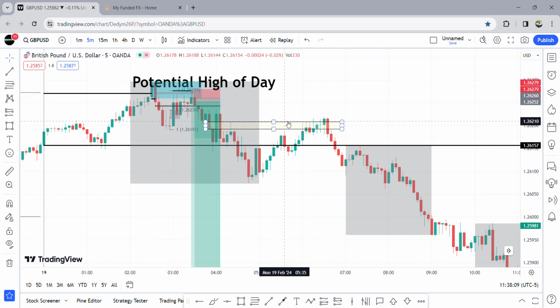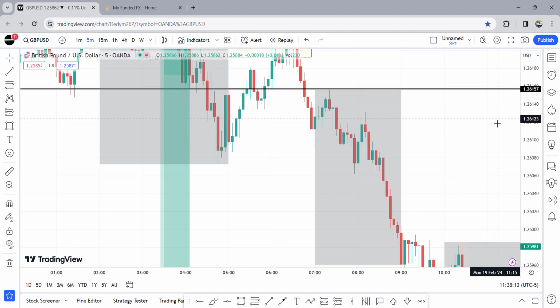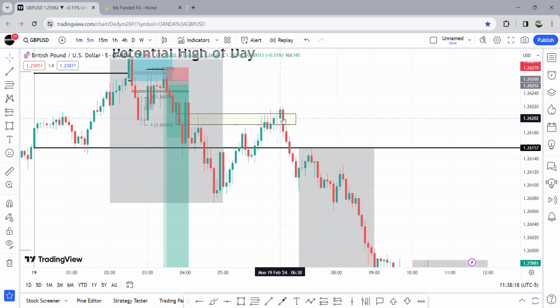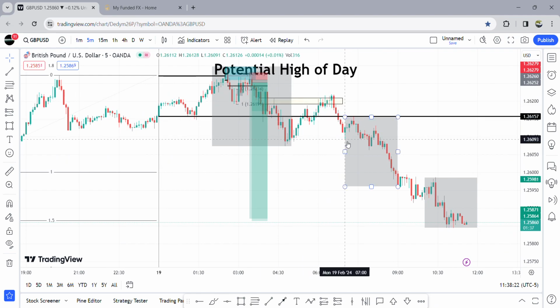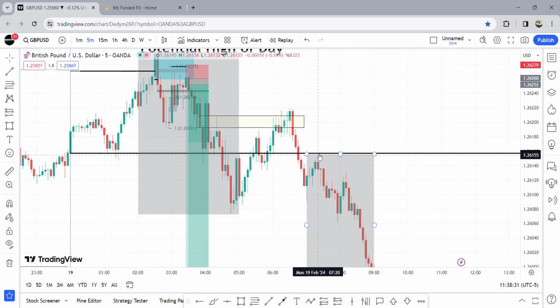So there we go, high of the day, a retracement back into London's price action, boom, sell off from this level. As we enter New York, I understood that it was already sell off, so we could return back up into and above the opening price for the day, which was over here. We got really close to it. We went into a fair value gap.